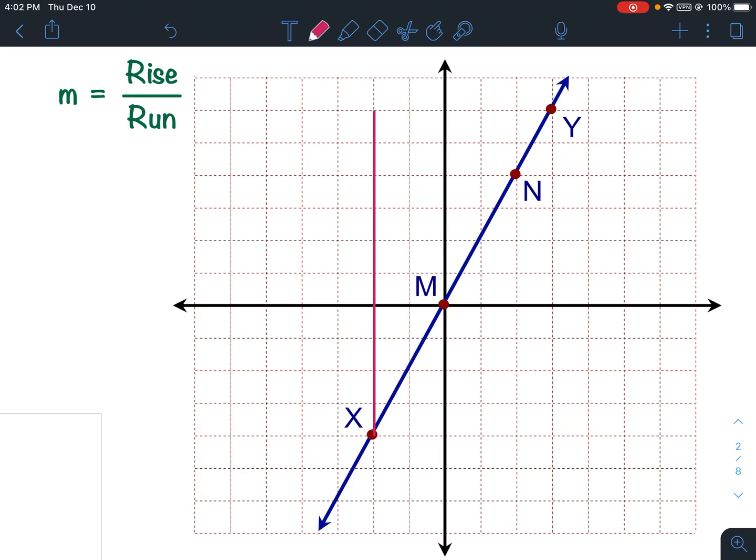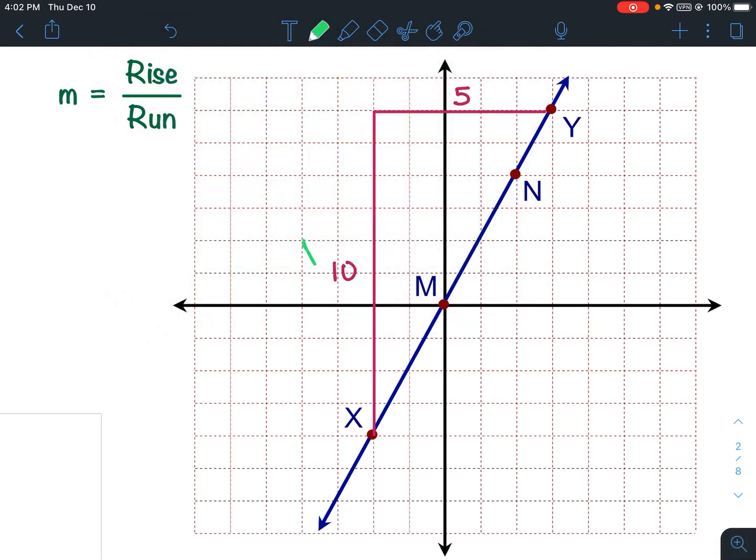That would be the rise. That would be the run. So let's count this. 1, 2, 3, 4, 5, 6, 7, 8, 9, 10. So the rise is 10 for XY. The run, 1, 2, 3, 4, 5. The run is 5.